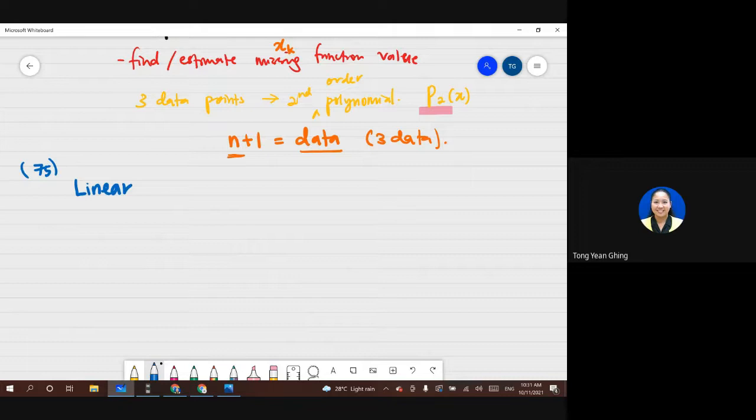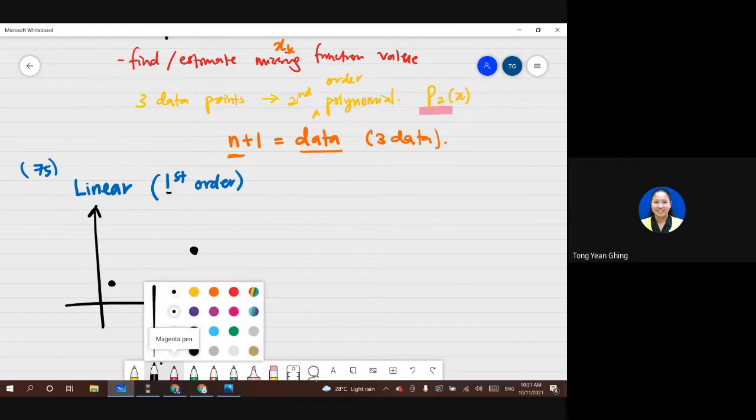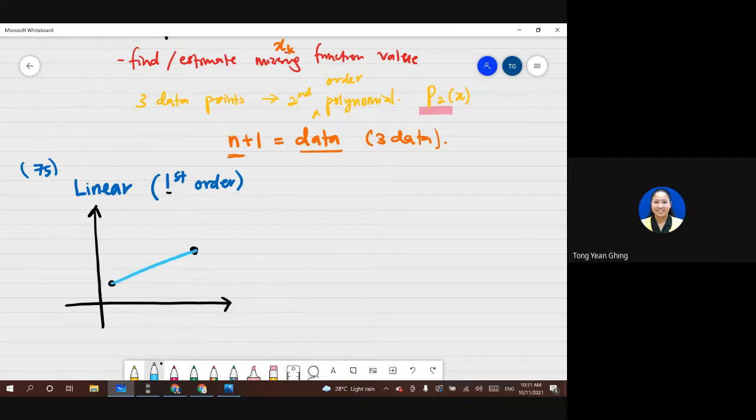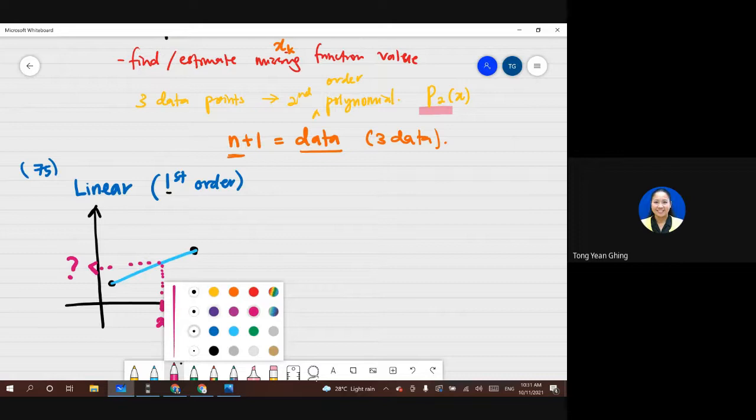Basically, linear means this is a first order polynomial. So the graph is like this. Because this is first order, that means we have two data points: 1 point, 2 points. So the graph becomes something like this. And then we want to find one of the values here, let's say this is x. So this is linear, first order. Let's say we go to second order.